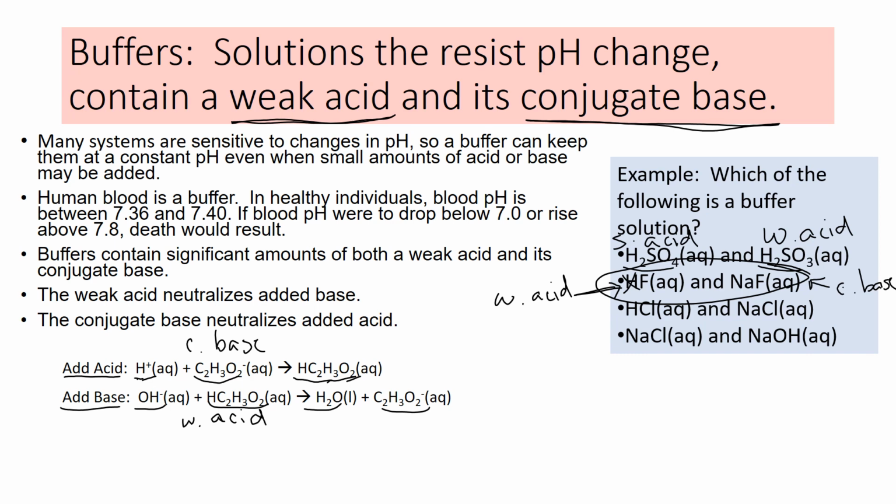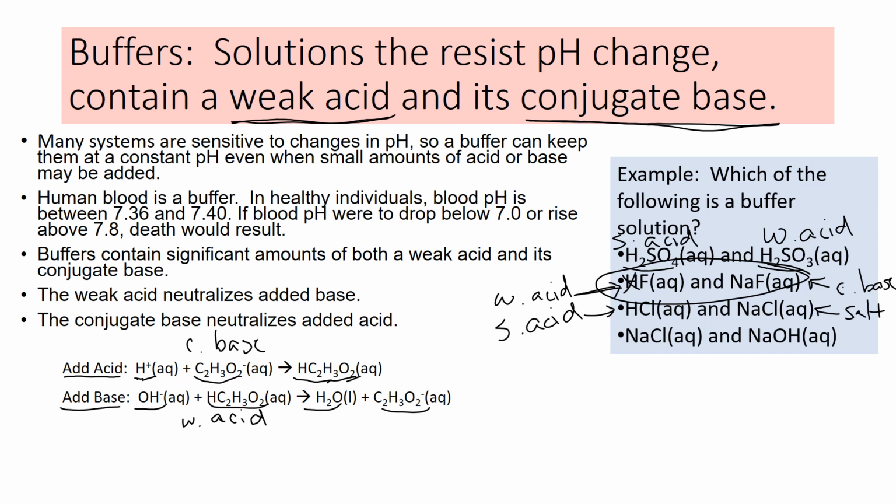Let's look at the others and see if we have another buffer here. HCl, is that a weak acid? No, that's a strong acid. So strong acid. How about NaCl? That's neither. That's a salt. So not the conjugate base. We actually have a strong acid and a salt. I'm going to rewrite this because it's looking a little messy. Okay, so not a buffer.